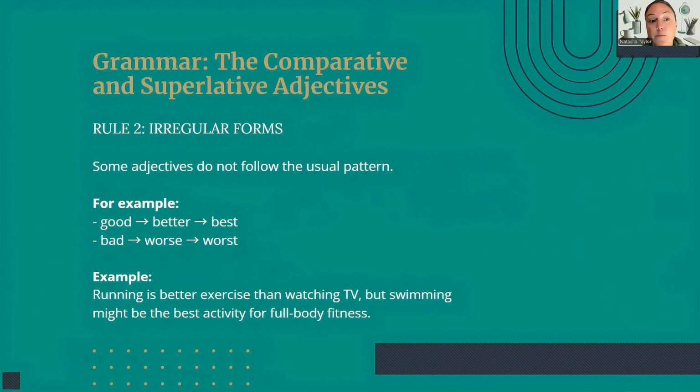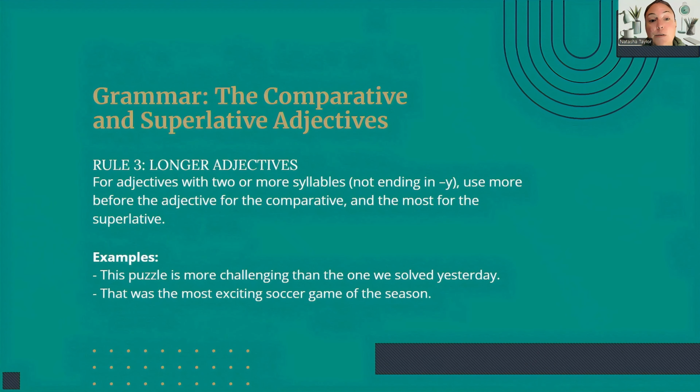And rule 2 is for irregular forms. Some adjectives do not follow the usual pattern. For example, good to better to best, or bad to worse to worst. And here are some examples of that. Running is better exercise than watching TV, but swimming might be the best activity for full body fitness. And for rule 3, for some longer adjectives, for adjectives with 2 or more syllables not ending in Y, use more before the adjective for the comparative and the most for the superlative. And here are some examples of that. This puzzle is more challenging than the one we solved yesterday, or that was the most exciting soccer game of the season.